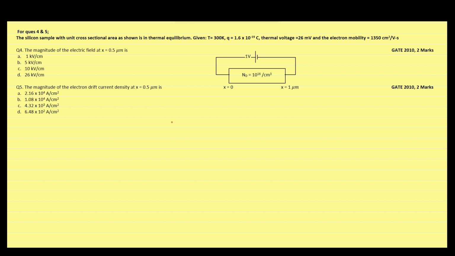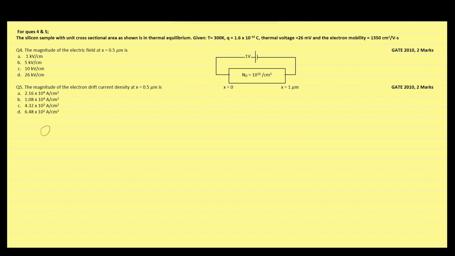These two questions are actually very simple. You are supposed to find the values at x equal to 0.5 micrometer, but this is provided just to confuse you, because at every value greater than 0 and smaller than 1, the electric field and electron drift current density will be the same. The situation changes at x equal to 0 and x equal to 1 micrometer, but otherwise the values of electric field and electron drift current density will remain the same at all the other values.